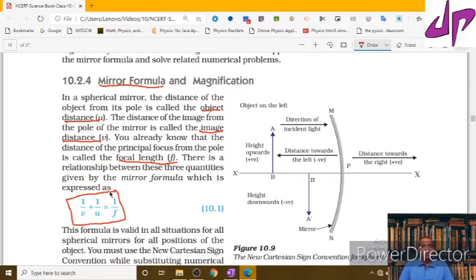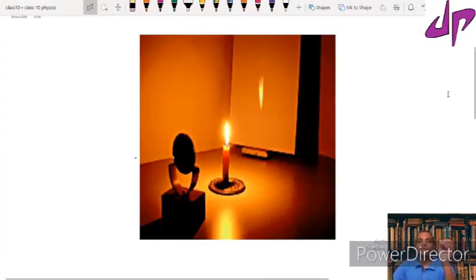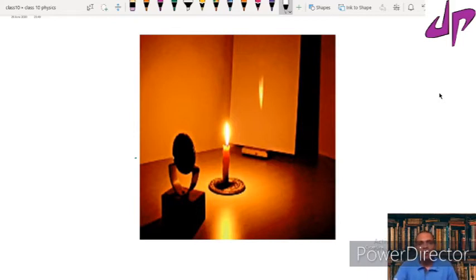If you recall, we learned how to measure object distance and image distance. This is one of the examples which I have taken here to explain what is the object distance and image distance. It is one of the cases for a concave mirror. So this is a concave mirror, and this candle flame is our object, and here you can see this is the image.